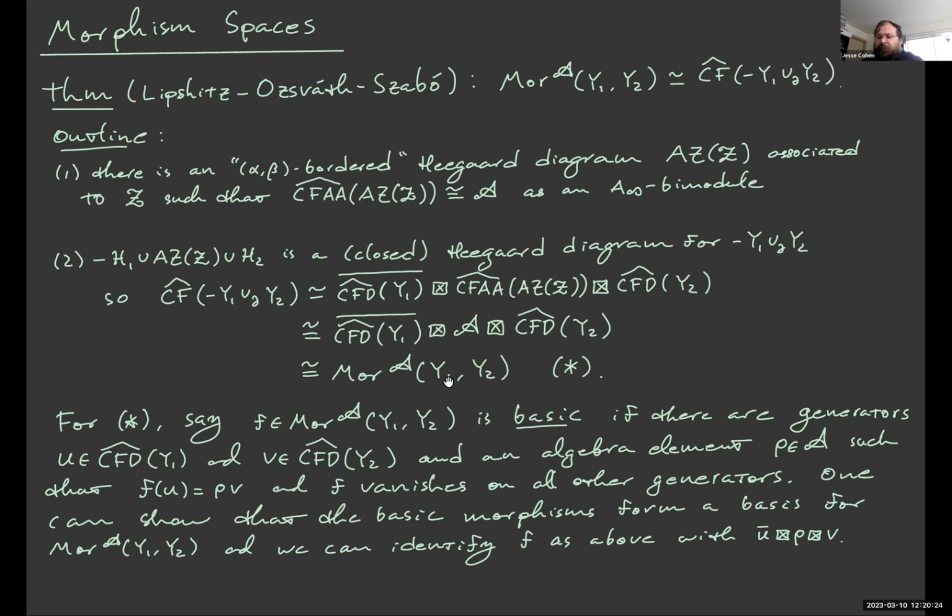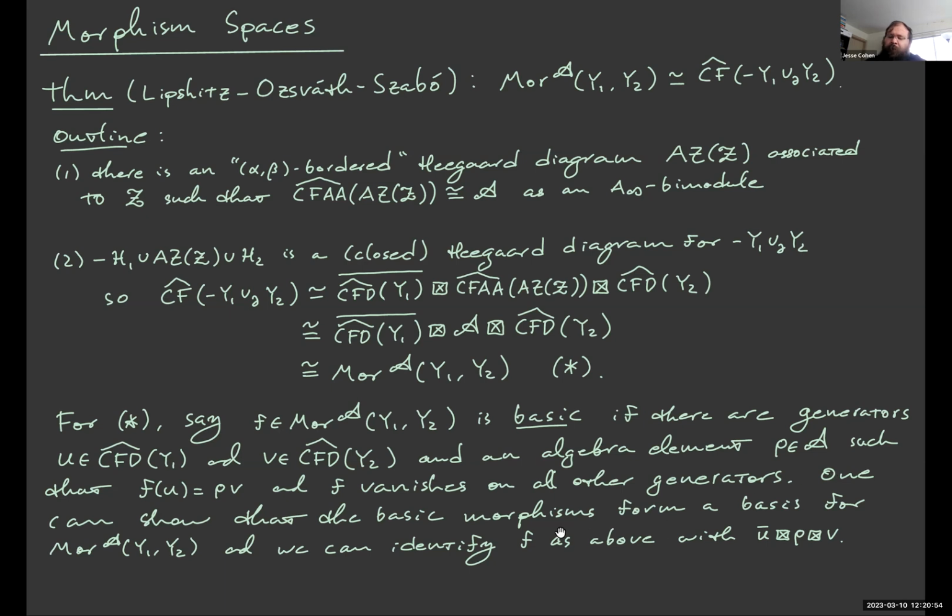And this is what one can show as isomorphic to morphisms from CFD hat of Y1 to CFD hat of Y2. And to see this, call a morphism basic if there are generators U and V and an algebra element rho with the property that f of U is rho V and f vanishes on other generators. Do note this does depend on our choice of bordered Heegaard diagrams, but that's okay.